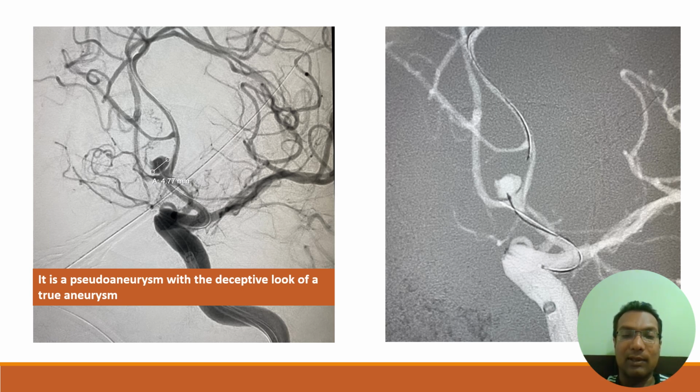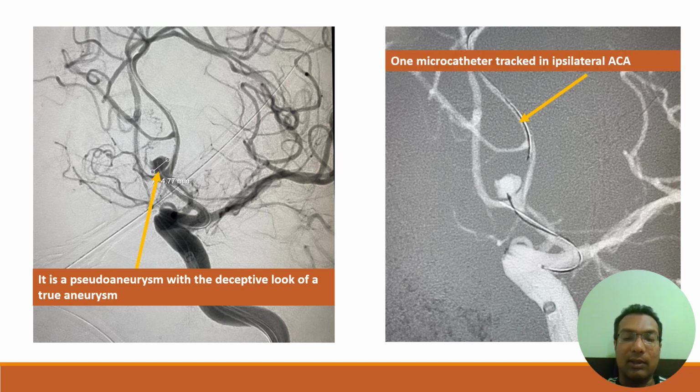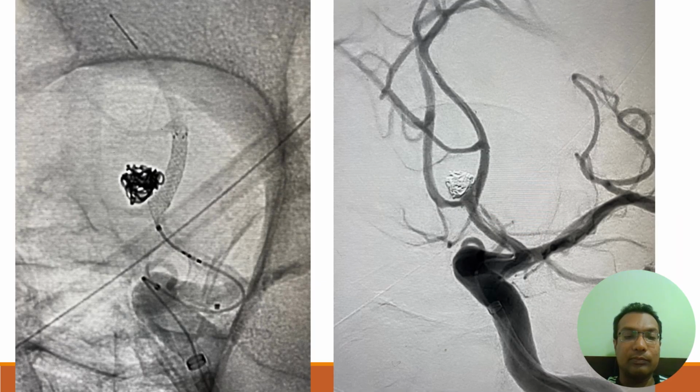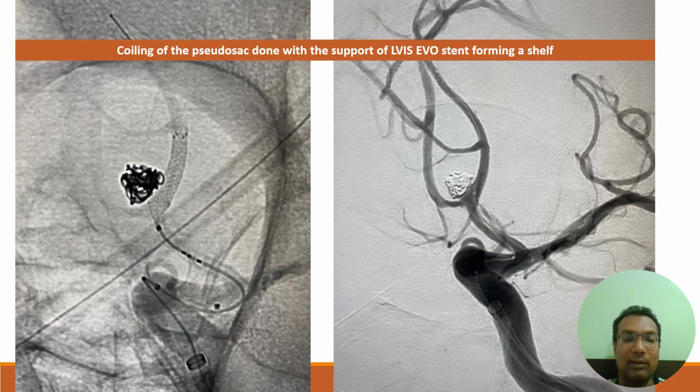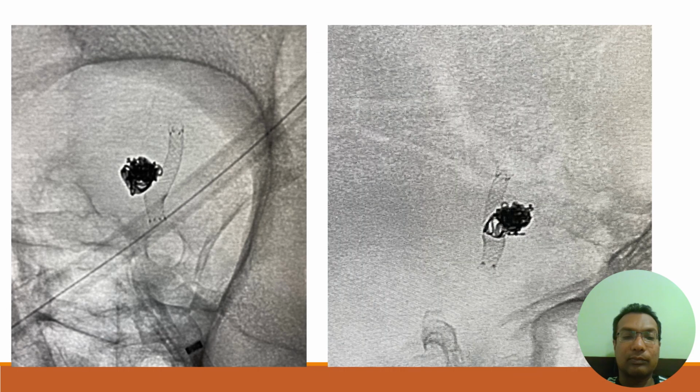So we microcatheterized first the left ACA, and then we took another microcatheter and accessed the aneurysm. Then using a shelving technique of this braided stent, which was LVIS EVO from MicroVention, we coiled the sac. Here we can see some loose coiling. Further down, we also have more packing of the aneurysm or the pseudoaneurysm, whatever we can call it.